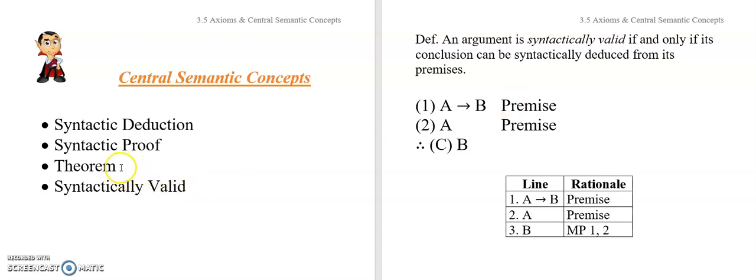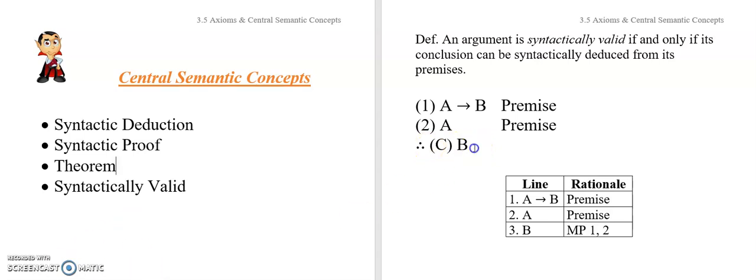But you know, a theorem basically is the last line of a syntactic proof, and an argument is syntactically valid provided you can provide a syntactic deduction of its conclusion from its premises. That's the big idea, and a syntactic proof just is a syntactic deduction without any premises. Okay, that's the whole concept here. These are really important ideas, and I hope you're tracking them.